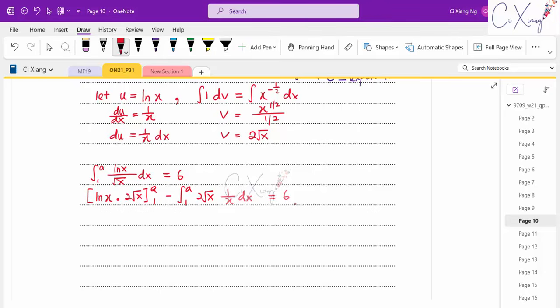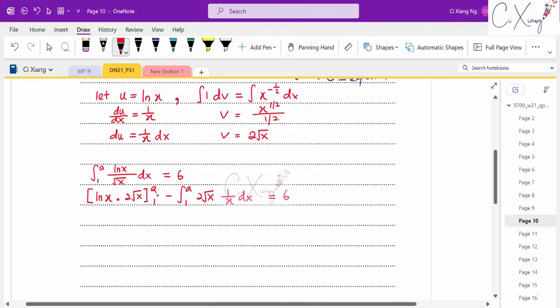Okay, then now we can slowly substitute in the value here. Substitute a into this expression, I'm having 2 square root a multiply with ln a. Substitute 1 into the expression, ln 1 is a 0. So 0 multiply anything also 0, right? So you can put it as minus 0. Then for this part, I usually prefer to factorize out the constant before the integration. Square root x divided by x, you end up having 1 over square root x, which is x power negative half. And then it is equals to 6.